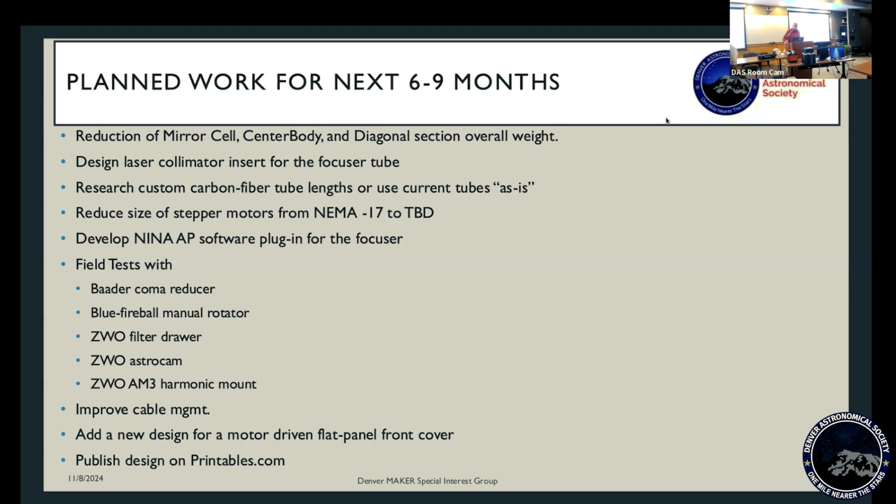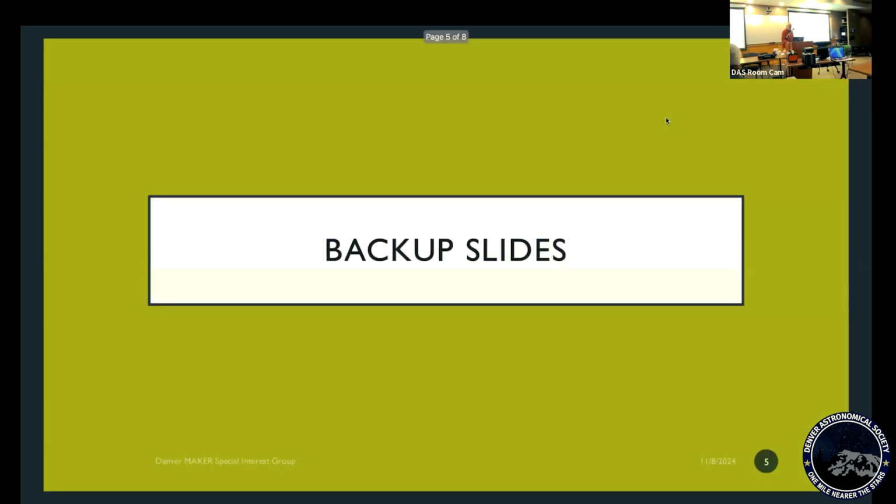Field tests and then mostly testing. I've got a Bader coma corrector, blue fireball manual rotator, and some ZWO stuff to make it an AP rig. Improve the cable management, embed the cables inside the structure of the scope itself, and add a new design for the motor-driven flat panel cover, which I mentioned. And once it's all done, publish the whole thing on printables.com. And that's really all I had.